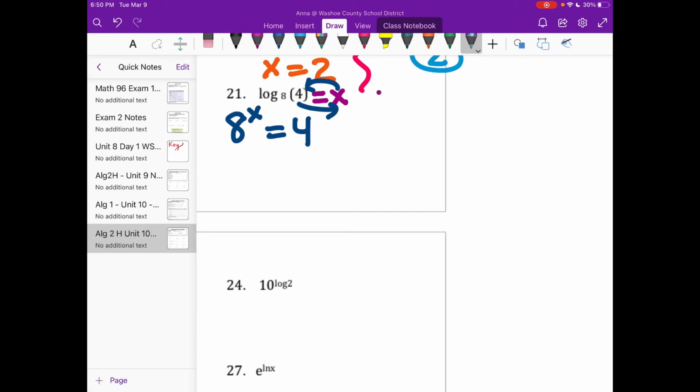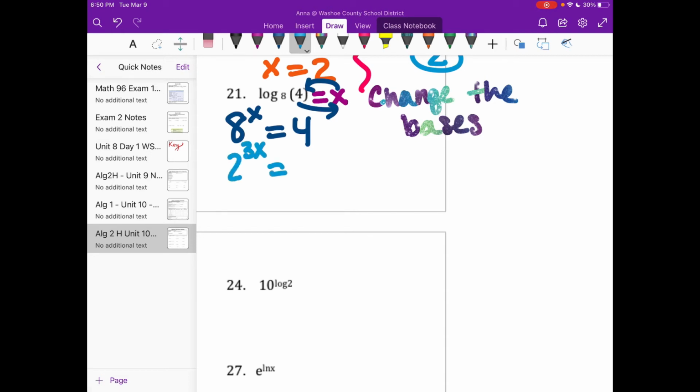So what we are going to do is change the bases, which is something we are going to get very good at in this unit. We're going to change them to be the same. Now I know that 8 is 2 cubed. So I'm going to do 2 to the power of 3, but that x is still there. So let's keep it as 2 to the 3x. Then 4 is 2 squared.